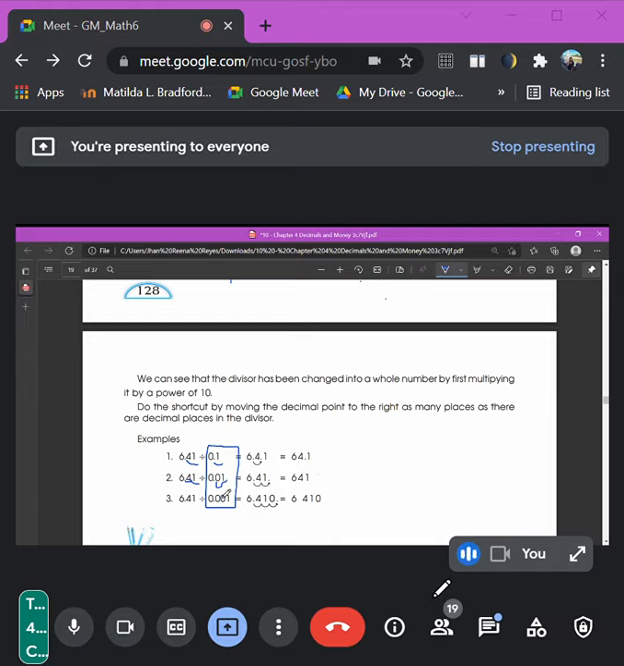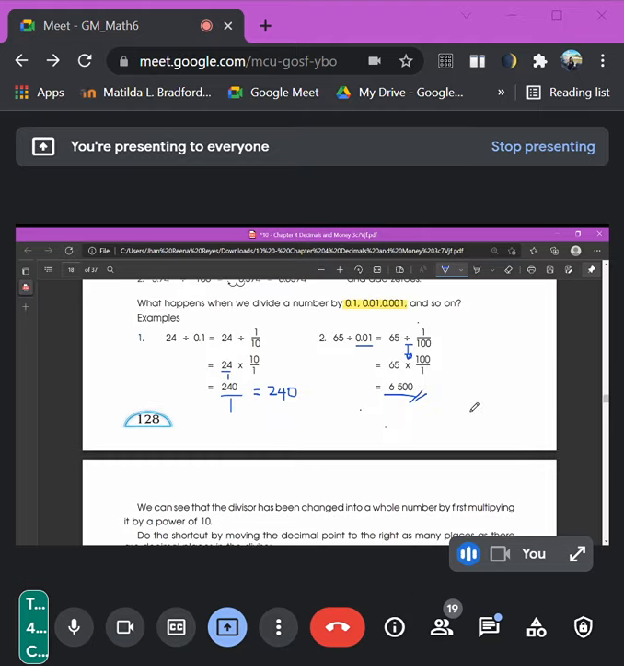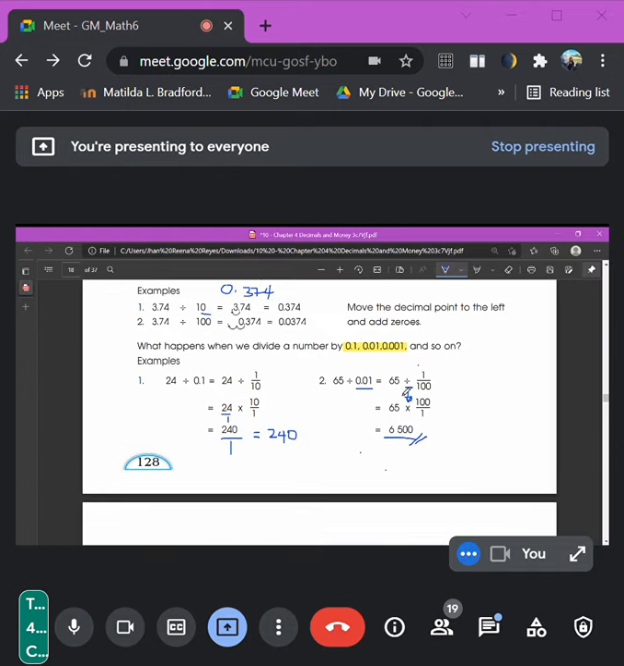And then this one has three decimal places, so we move three times. So we have 1, 2, and then 3. So you have 6,410. So it's the same with this one, class. Okay, same with this one.